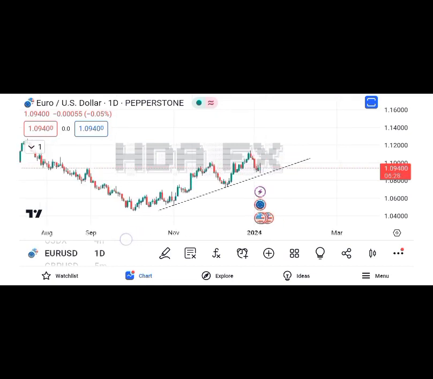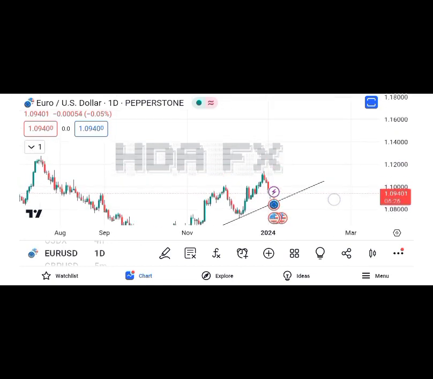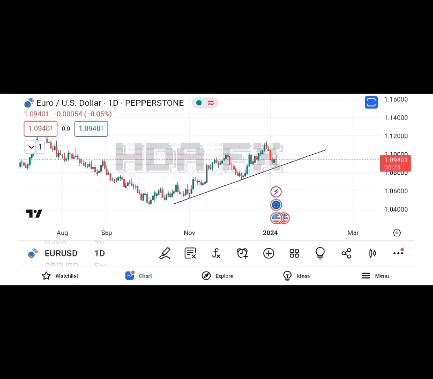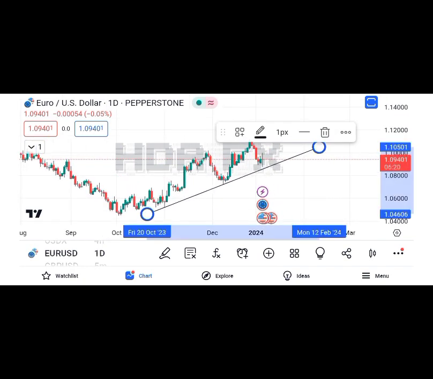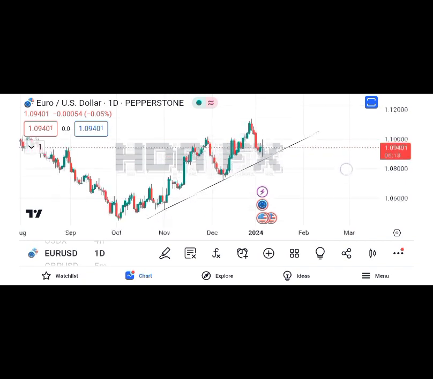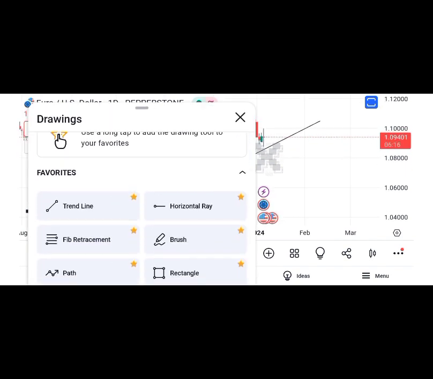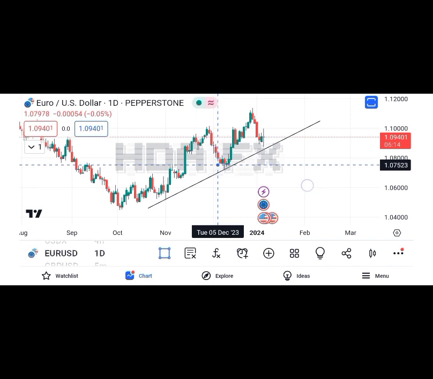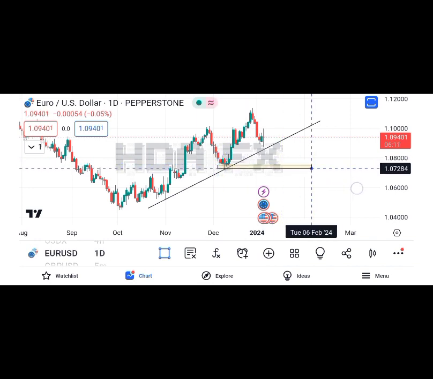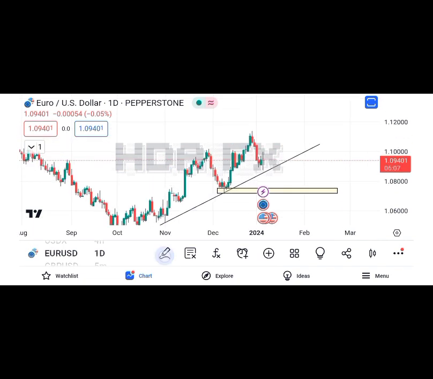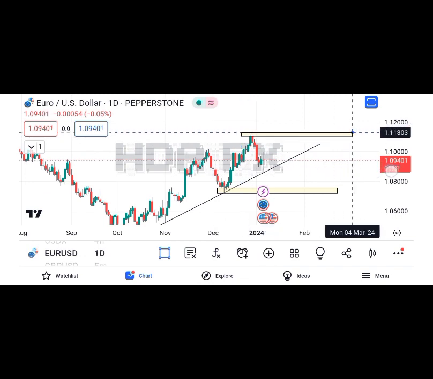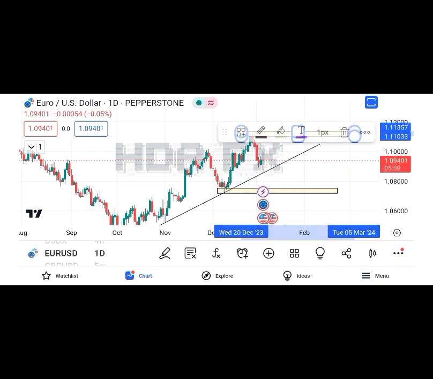So this is my simple analysis on the dollar index. Next pair is the euro and the US dollar. On this pair, we can see that price is bullish, and we have this beautiful trend line here also. Identifying our key levels, we have our first key level here, and we also have another key level here, and another here.